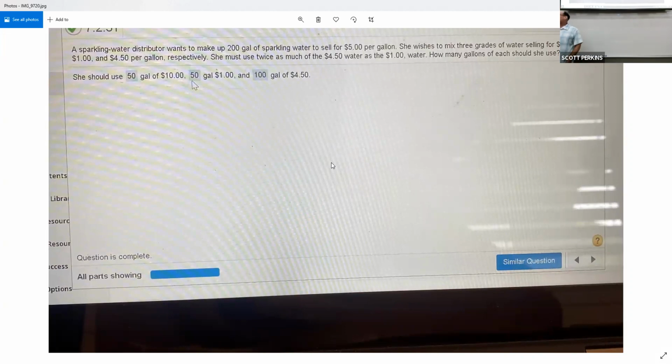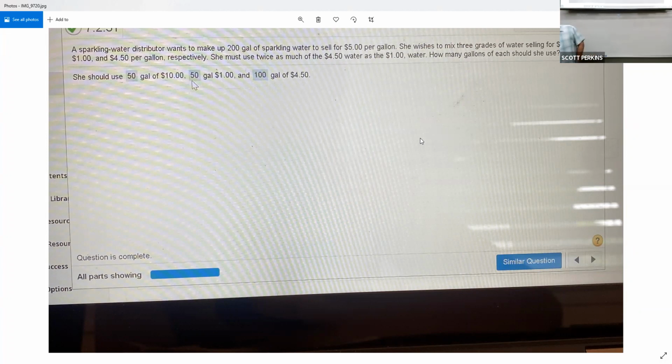So this says the following. A sparkling water distributor wants to make 200 gallons of sparkling water that they are going to sell for $5 a gallon. So she wishes to mix 3 grades of water selling for $10, $1, and $4.50 a gallon, and she's going to mix all those together respectively. For whatever reason, she must use twice as much of the $4.50 as the $1. So how many gallons of each should she use?